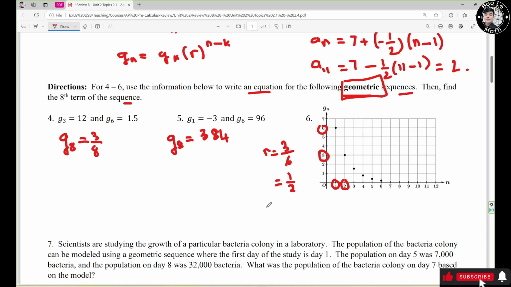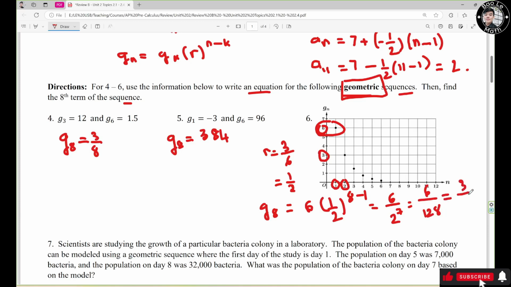So now we need to find g sub 8, using the first term right here. It could be g sub 1 times 1 half to the 8 minus 1, right? Now g sub 1 is going to be 6, the value 6 right here, so I put 6 right here. So it could be 6 over 2 to the power 7, right? So it's going to be 6 over 128. Now if you divide the top and bottom by 2, it's going to be 3 over 64, right?